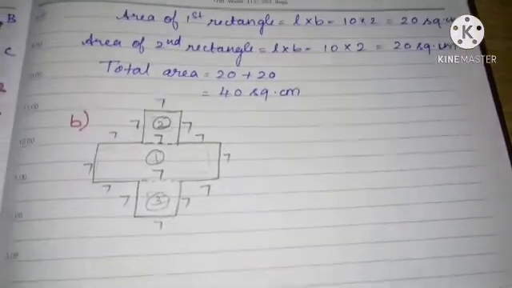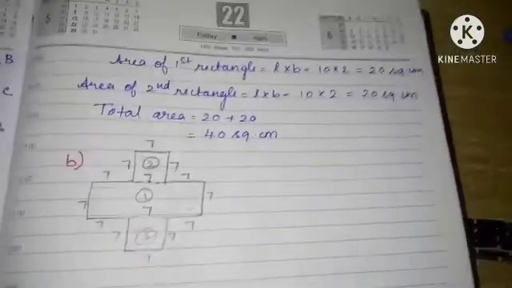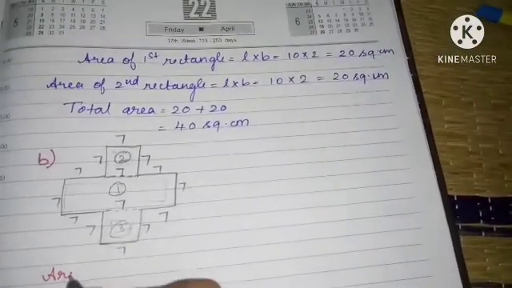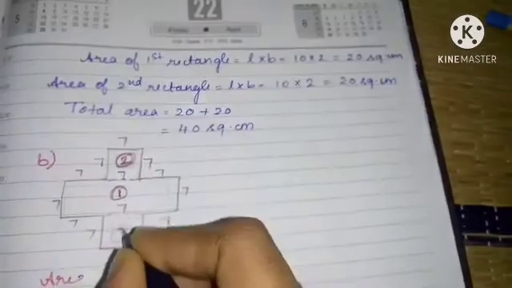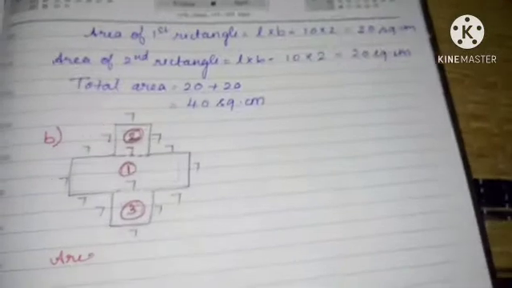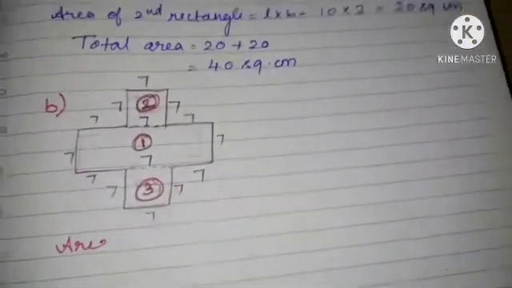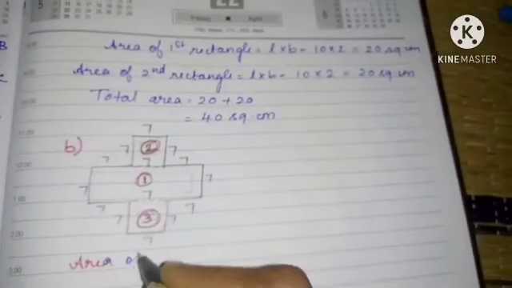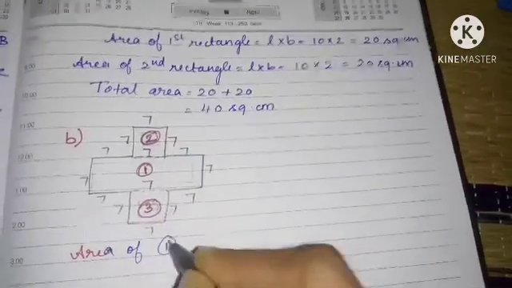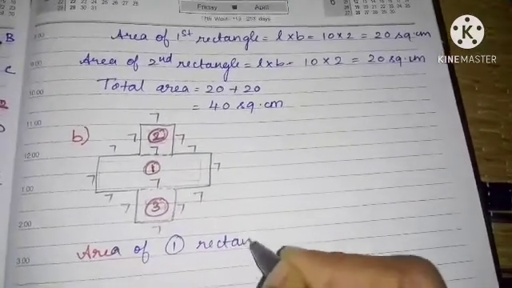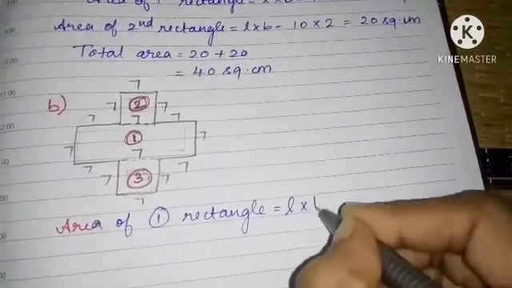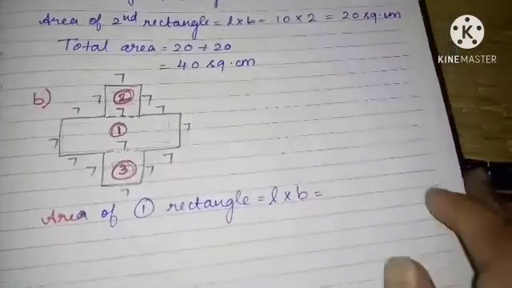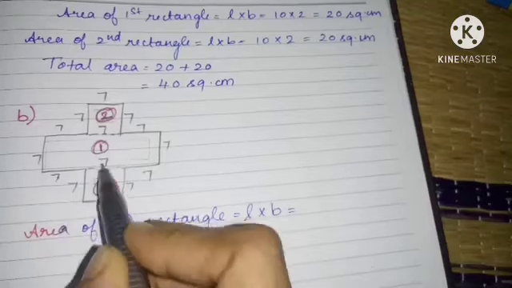Okay. Now I am just finding the area of first rectangle. What rectangle? L into B. Okay, what is the length here? 7 plus 7, if I add all, it is 21. The breadth is 7. Did you understand? 7 plus 7 plus 7, 21. So 21 into 7. 7 ones are 7, 7 twos are 14. So 147 square centimeter.